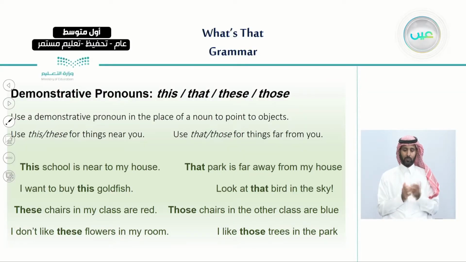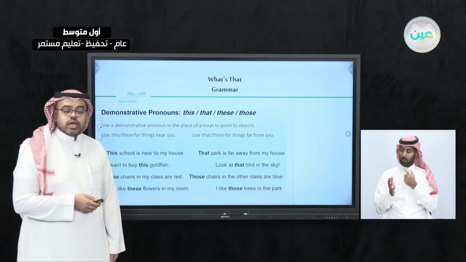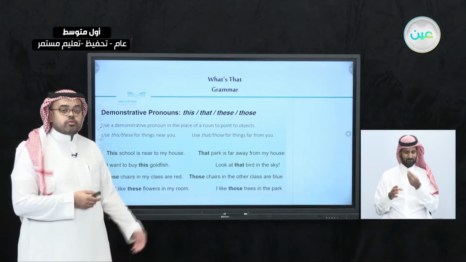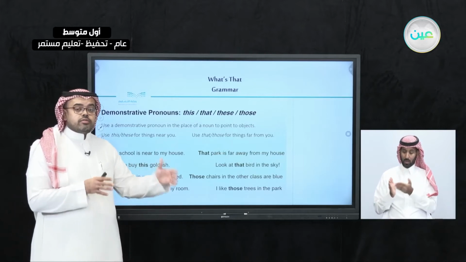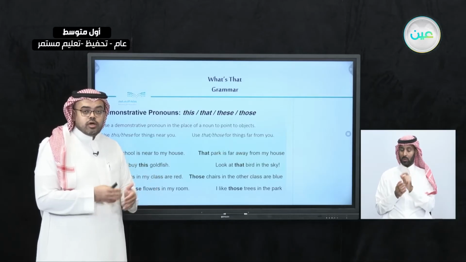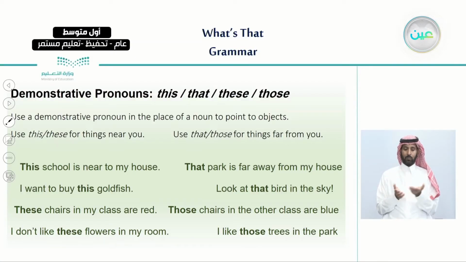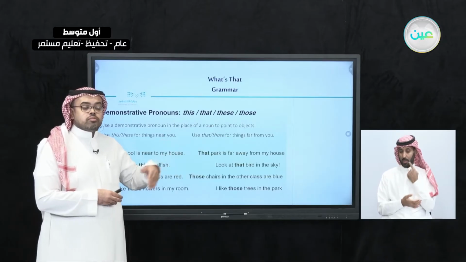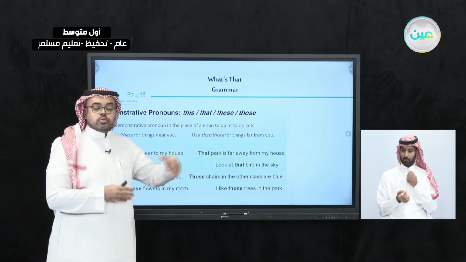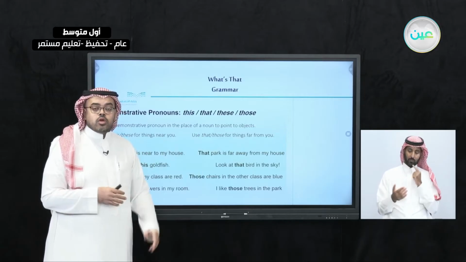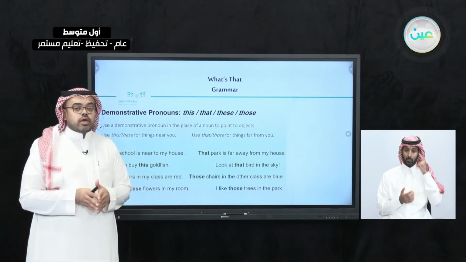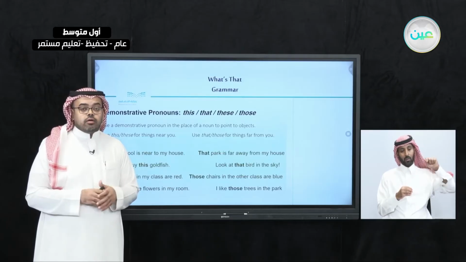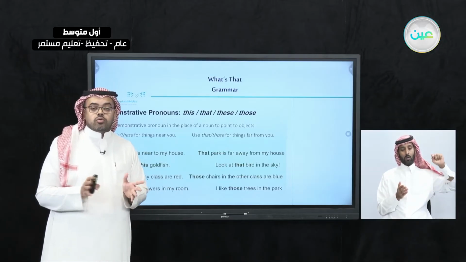And finally, I don't like these flowers in my room. He's talking about flowers in his room, which is near to him. And also, I like those trees in the park. Here he's pointing at trees in the park, which is far away from him. So now we know when we can use this or that, and also when we can use these or those.